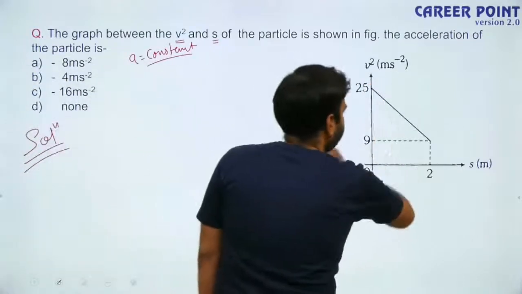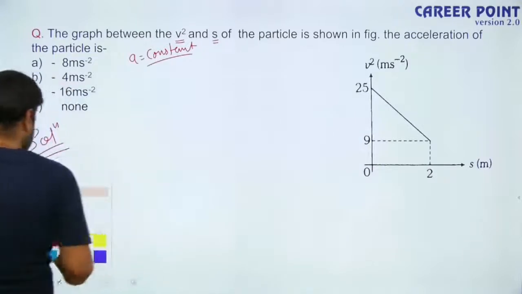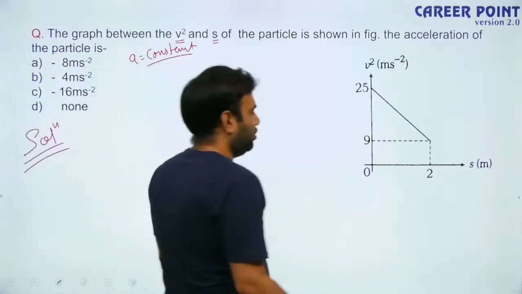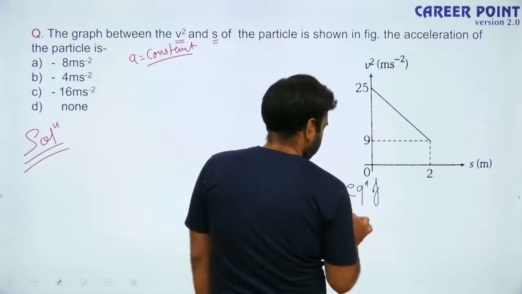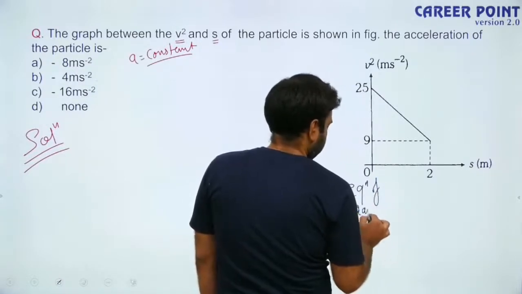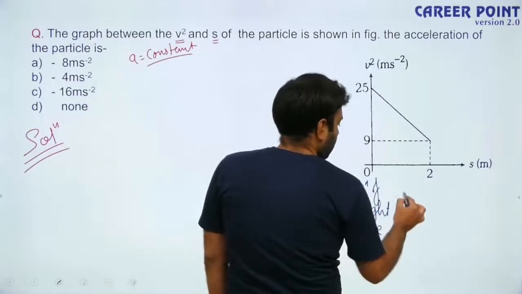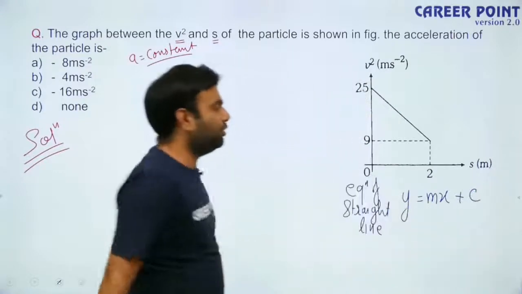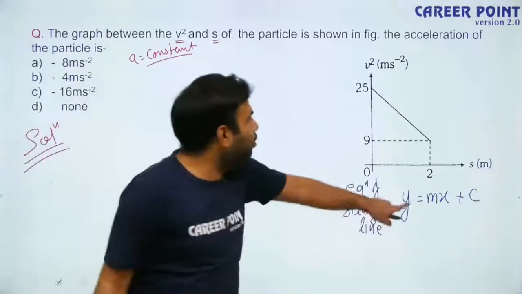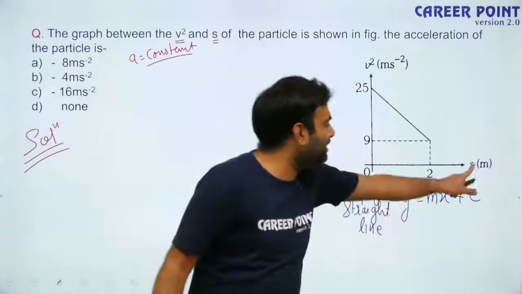What is the equation of a straight line? The equation of a straight line is y equals mx plus c. This is the equation of a straight line. Here y is v square, x is s.